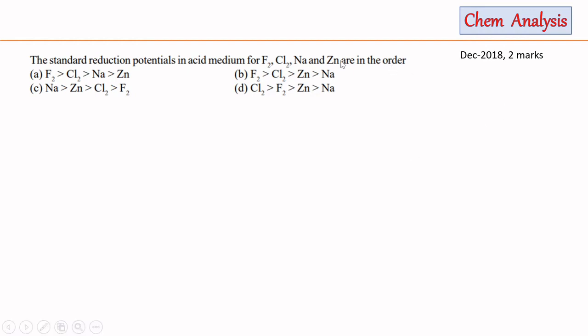Now among these 4 species, the electronegativity order will be: fluorine will be the most electronegative, then Cl2, then zinc, and the least electronegative will be sodium. The higher the electronegativity, the higher will be its tendency to abstract an electron. That means higher will be its reduction potential.